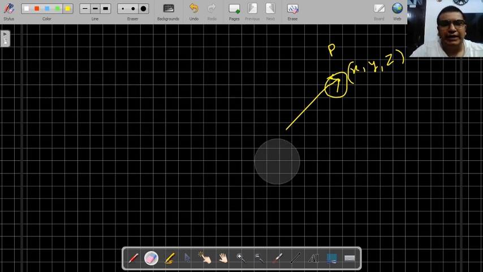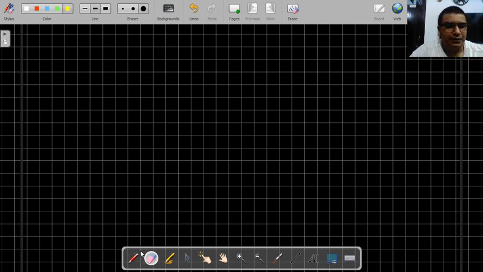Suppose there are two vectors having equal length in opposite directions. Suppose there is a vector, this is a vector, and this vector. These two vectors have the same direction and the same length. So basically these are equal vectors, because the direction is the same and the length is the same. So this type of vector is called equal vectors.